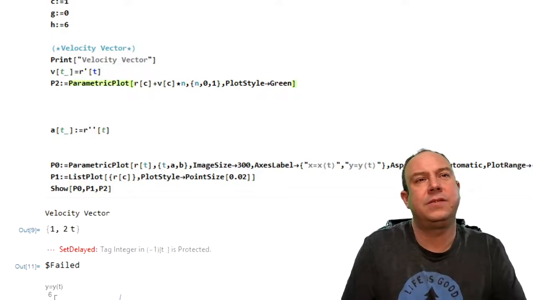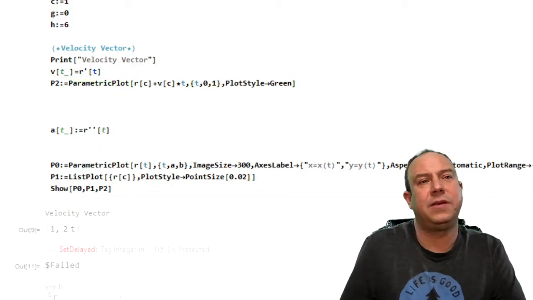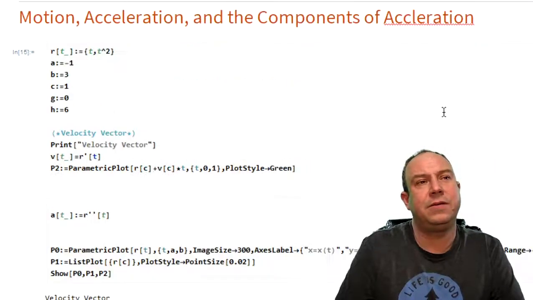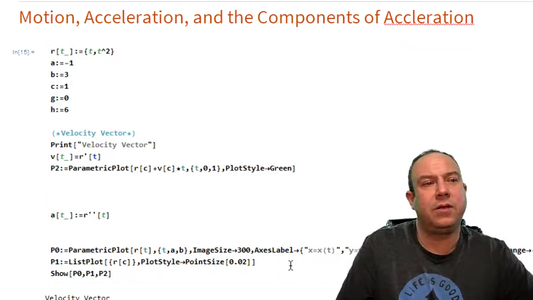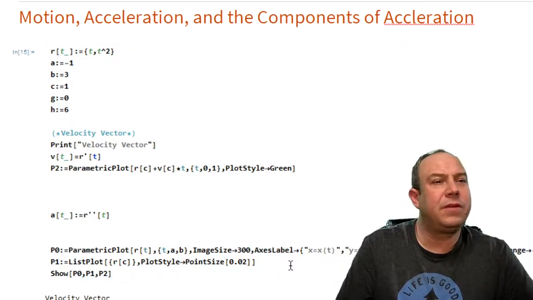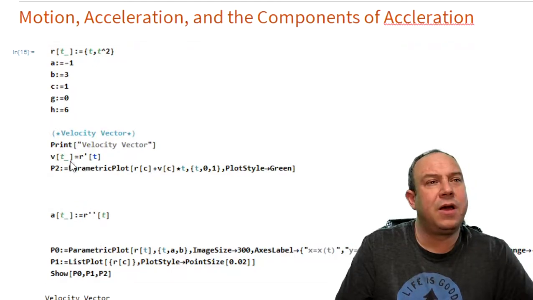Is it this? If I make that T. No. A, B, C, D, E, T, T, T. Where are you failing? Failing 24. 22. Set delayed. A, B, C, D, G, H.